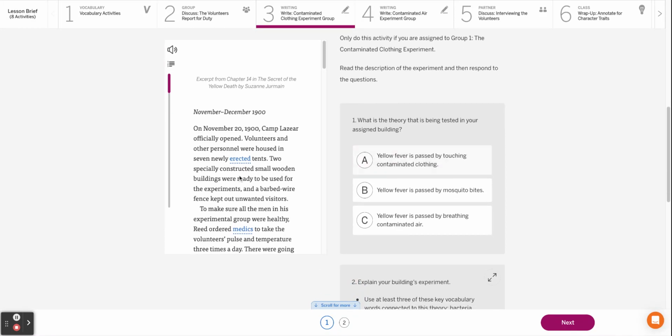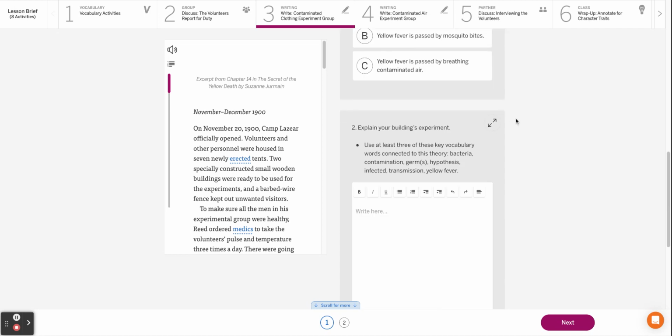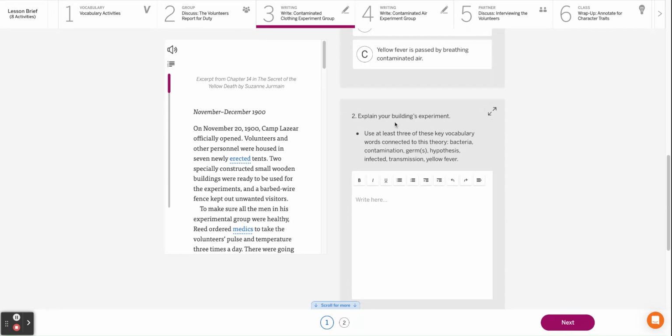The kind of things that you should maybe think about is the experiment. How was it set up? What were the steps? What were the volunteers going to do? So, as you think about that, make sure you answer what is the theory being tested, and you need to explain your building's experiment. But while doing that, you need to make sure you use key words that are scientific in nature and connected to this experiment.